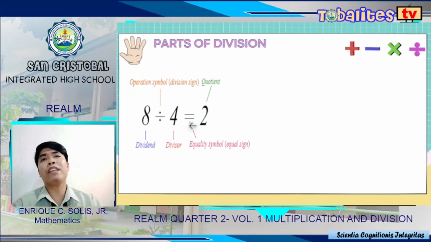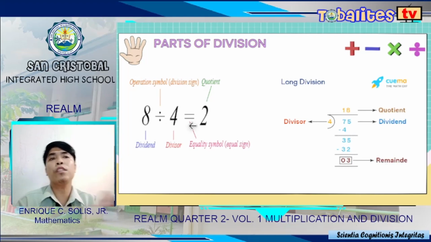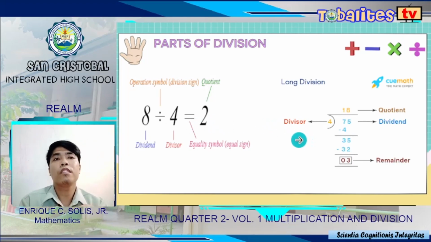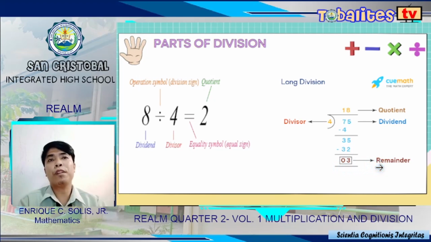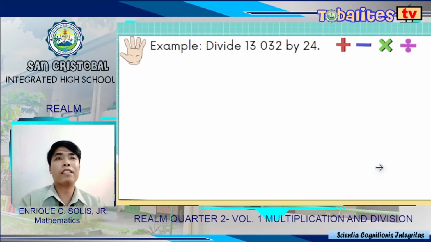And also, we can write division in long division or vertical division. So, in long division, 75 is inside the division symbol, or the dividend rather, is inside the division symbol. The divisor is outside the division symbol, and the quotient is at the top of the division symbol. And lastly, the numbers at the bottom of the long division or vertical division is what we call remainder. So to further understand, let's have an example.